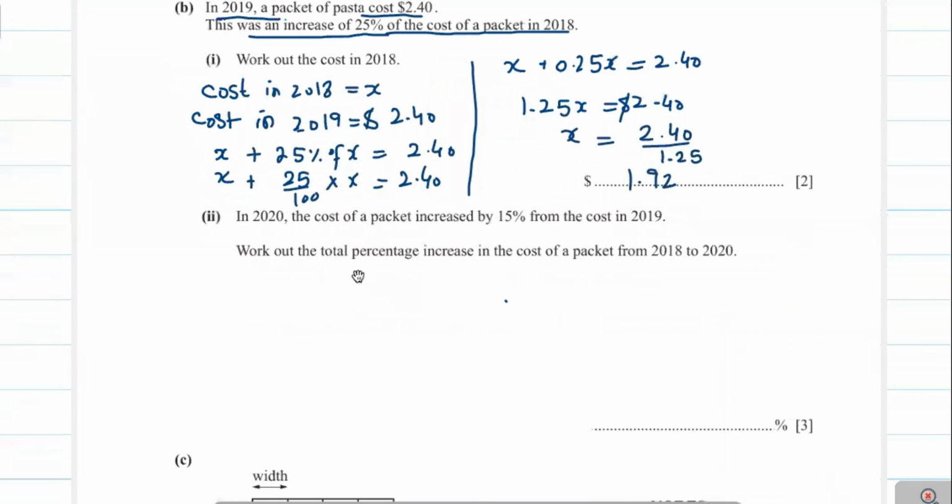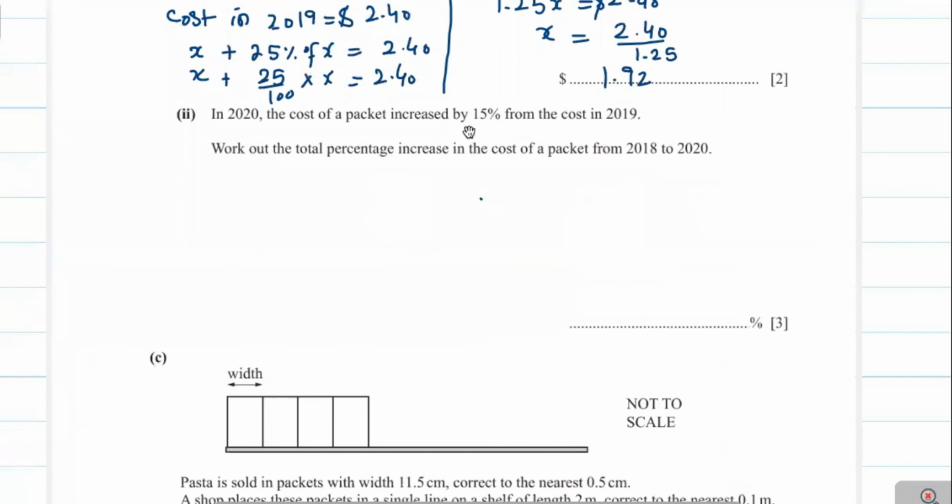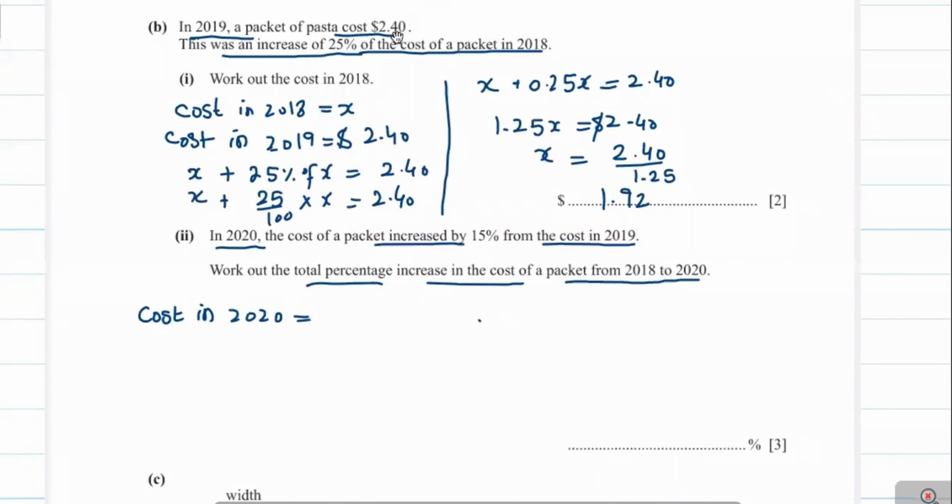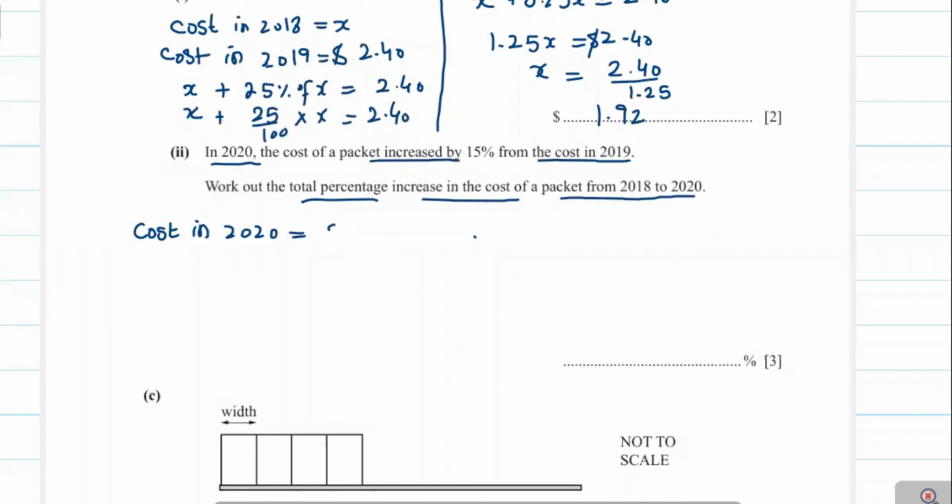In the next part, in 2020, the cost of the packet increased 15% from the cost in 2019. Work out the total percentage increase in the cost of the packet from 2018 to 2020. Firstly, we find the cost in 2020. Now the cost in 2020 is equal to a 15% increase from the cost in 2019. The cost in 2019, you see here, is 2.40. Now the cost in 2019 was 2.40 plus 15%.